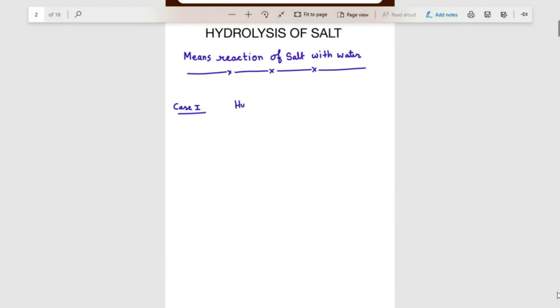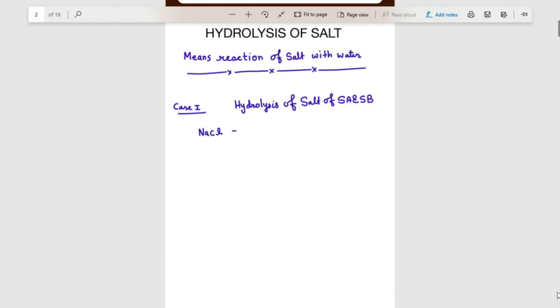Hydrolysis of salt of strong acid and strong base. And here we are taking the valency of cation and valency of anion as 1, means it is a salt of monobasic acid and monoacidic base. So the simplest example that can be possible here is NaCl. So NaCl is a salt of strong acid and strong base, right?